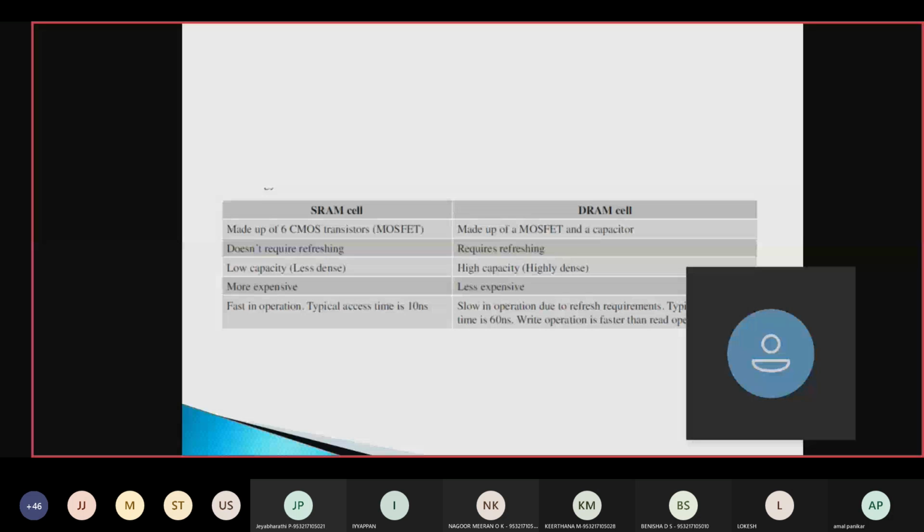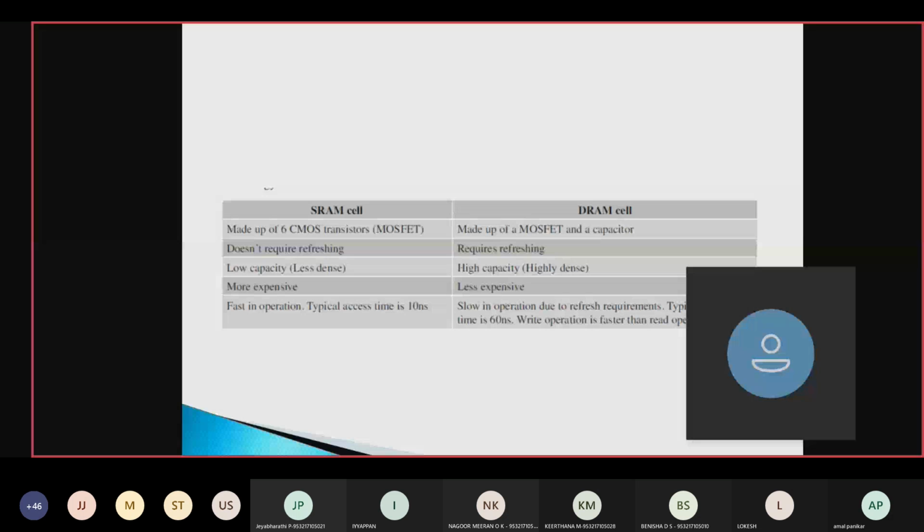Next, SRAM is going to be having less density. Less density is nothing but low capacity. DRAM is going to be highly dense, that's nothing but high capacity. Next, SRAM is more expensive, whereas the DRAM is going to be less expensive.